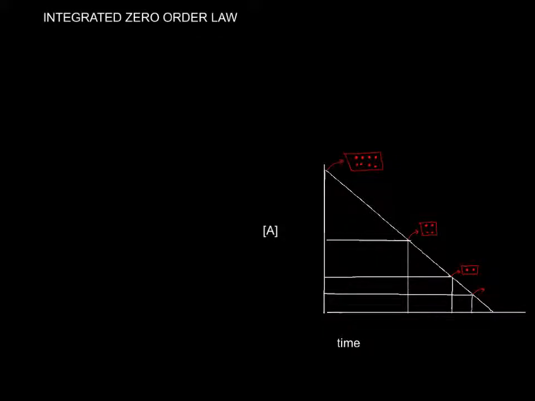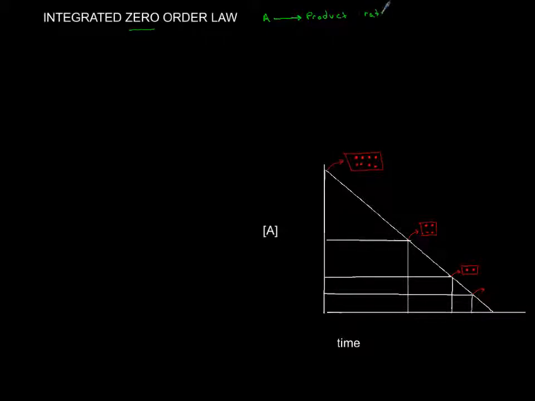To see where these graphs come from, we are going to look at a little bit of calculus. It's not needed for everyone, but if you're interested, you can look at these videos. So we are looking at zero order, meaning that A is a reactant that is being consumed to give you product, but the rate is independent of its concentration.